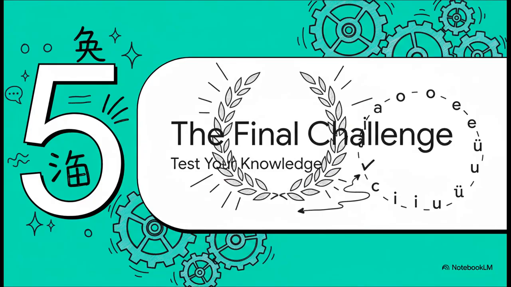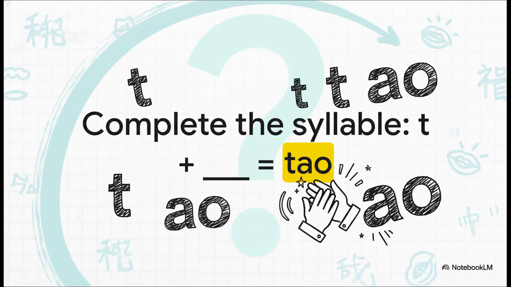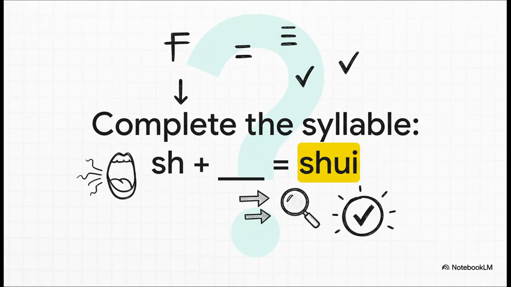You're doing awesome. You've learned the parts, you've practiced combining them, so I think you're ready to put your new skills to the test in our final challenge round. This is where the rubber meets the road. We're going to do a quick-fire round of questions to see what you've learned. Ready? Let's do it. First one up, T plus what gives you tau? The missing piece is the final ow. Nice.